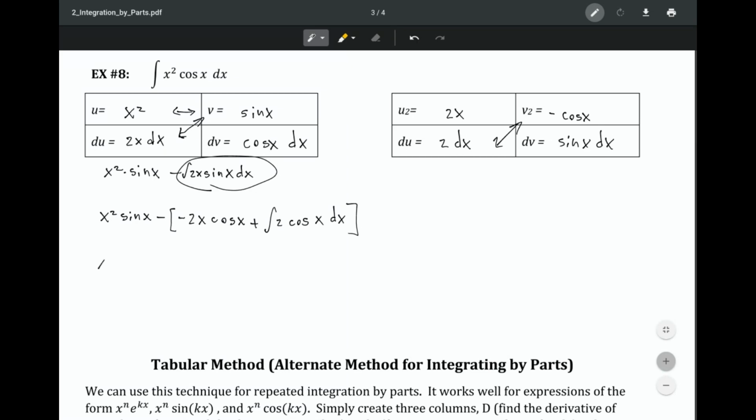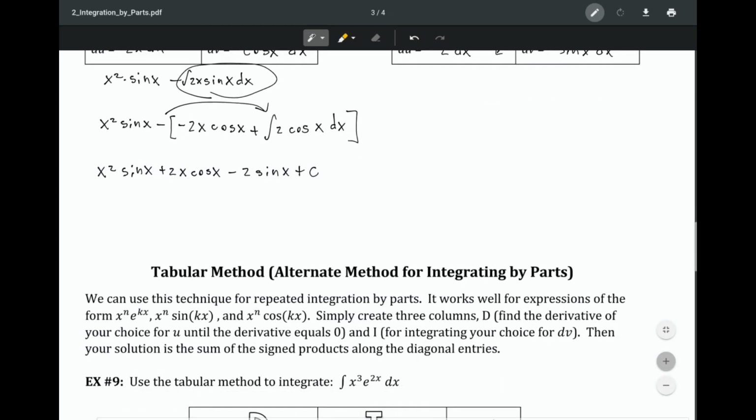All right, so let's go ahead and distribute that negative, and while we do that, let's go ahead and take the antiderivative of that integral. Now the antiderivative of cosine is sine again. But remember, with this negative, that's going to make that a negative 2 sine of x. All right. Okay, so we're done with that one.